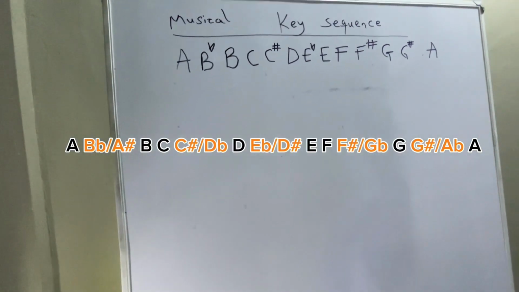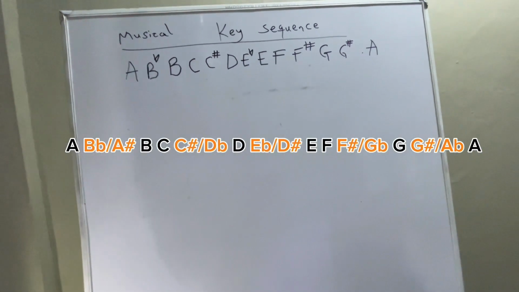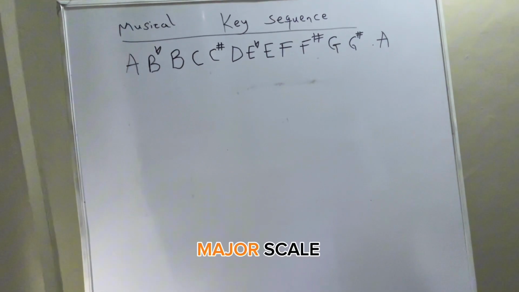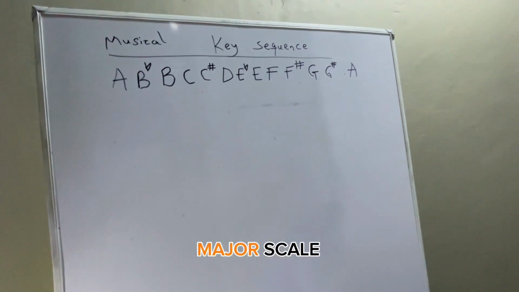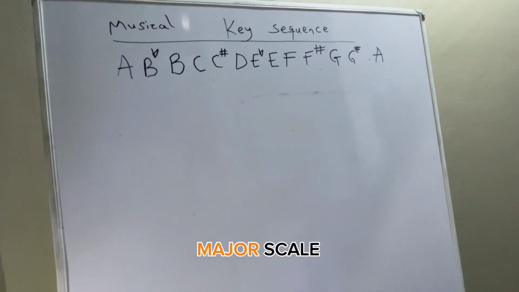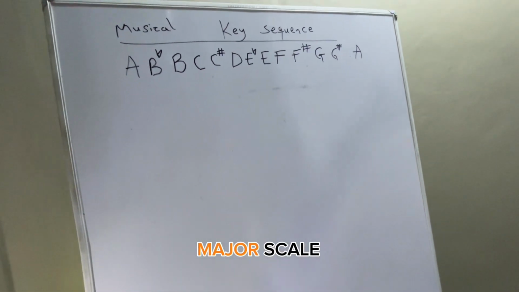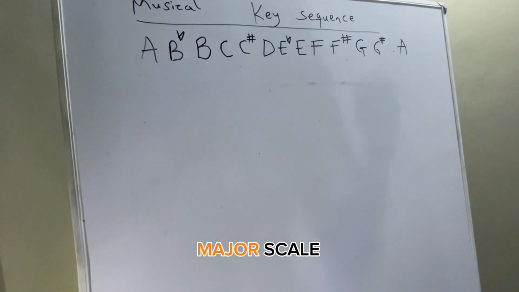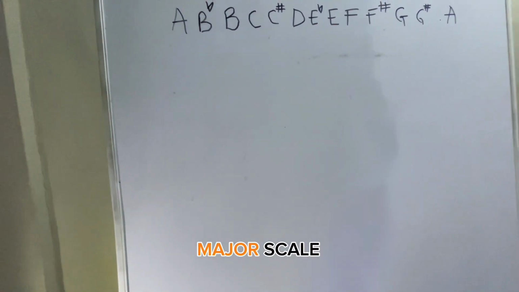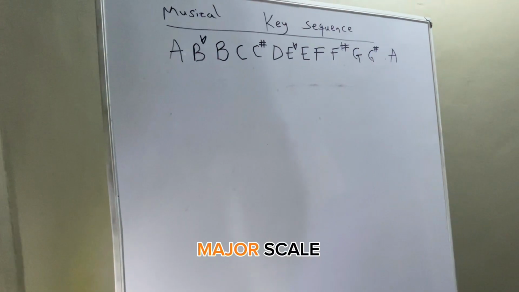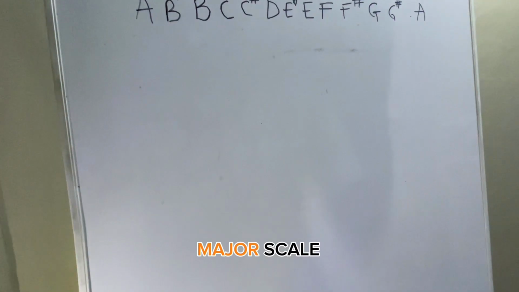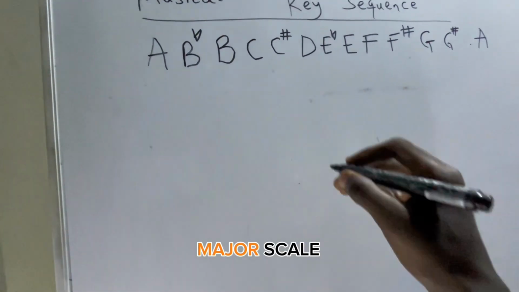The next one we have to know in this lesson is the major scale sequence. As I said in our previous lesson, for the sake of those who haven't visited it, when you want to form the major scale, there is an easy formula that you can use so that you can remember the sequence of the major scale. So, the major scale formation.